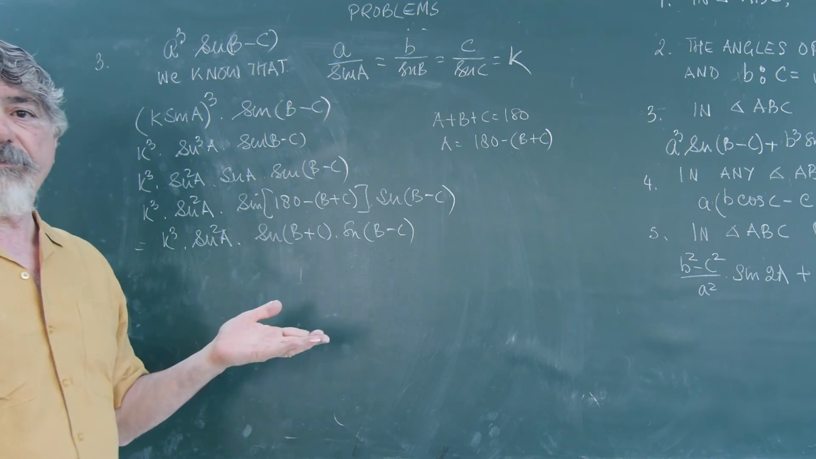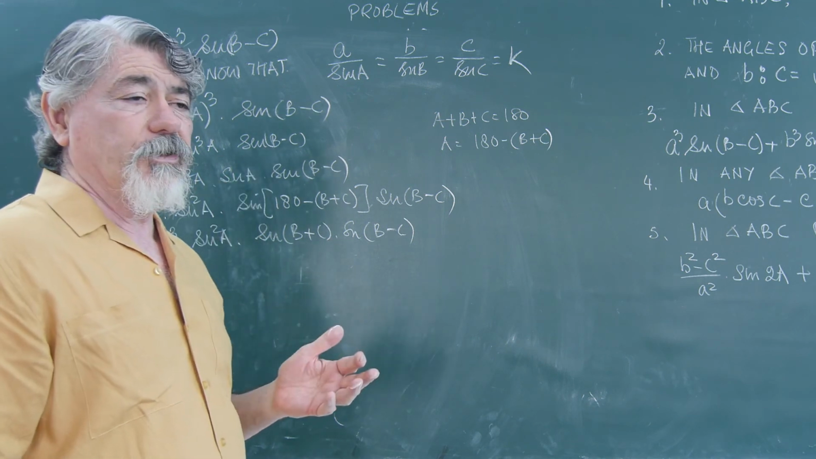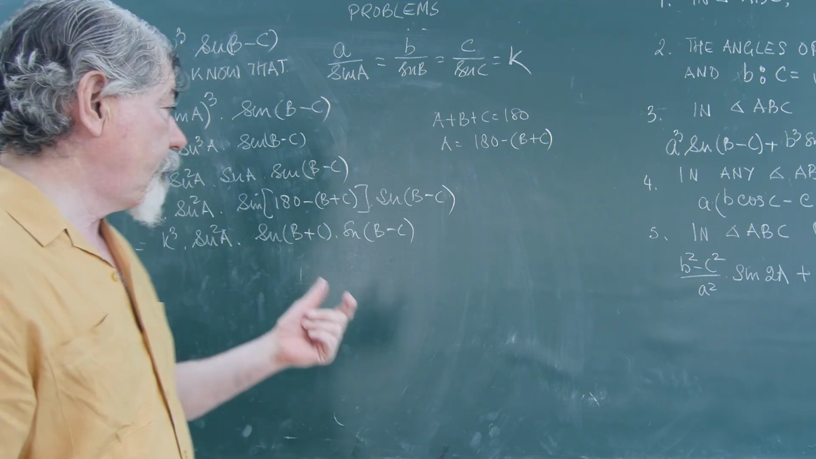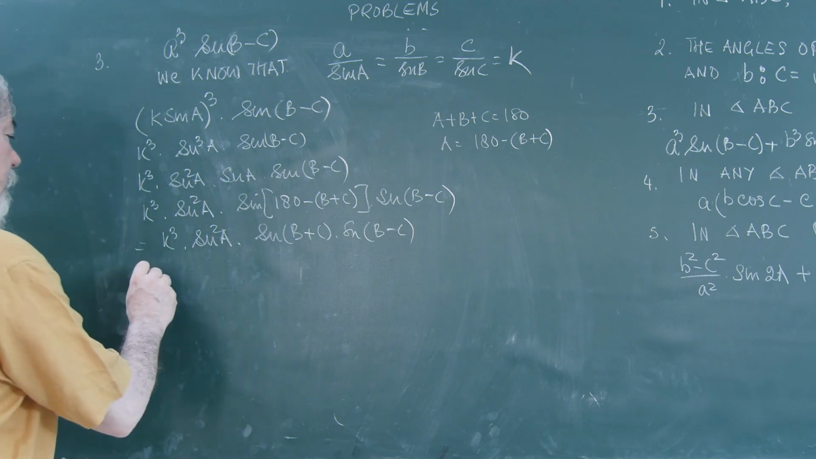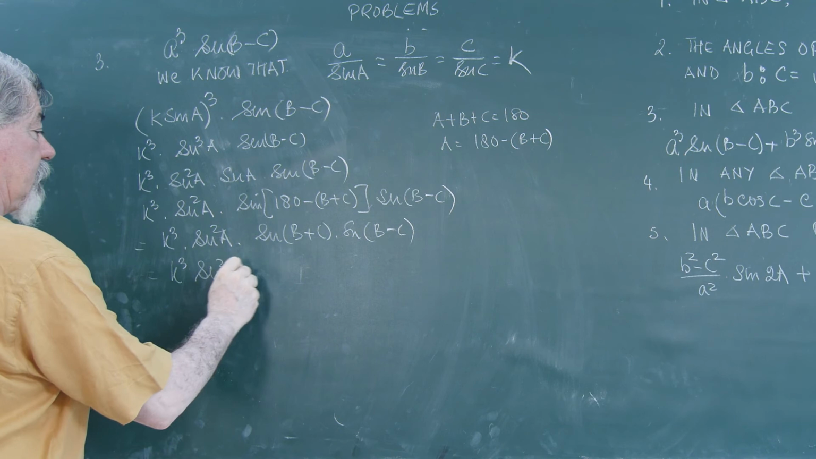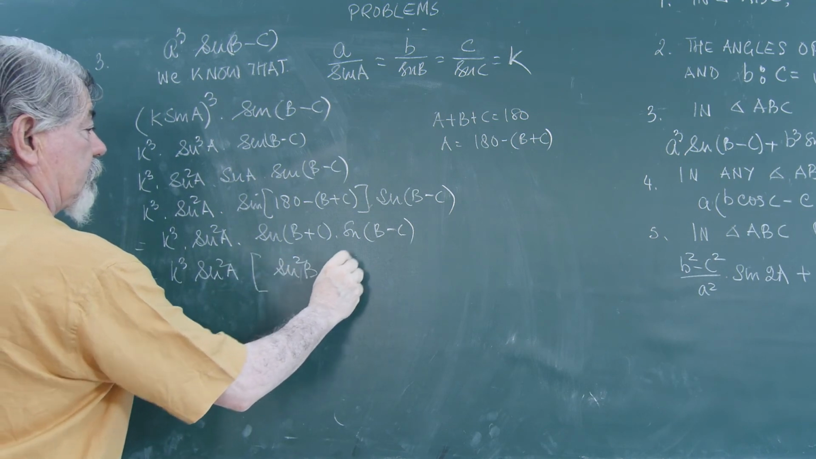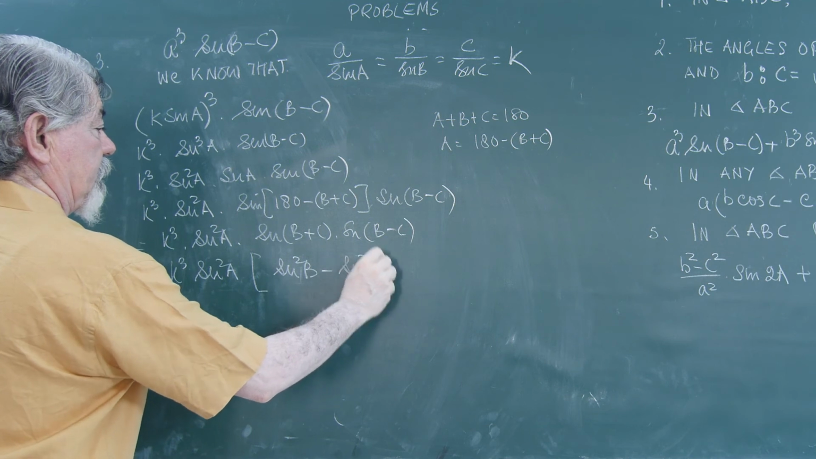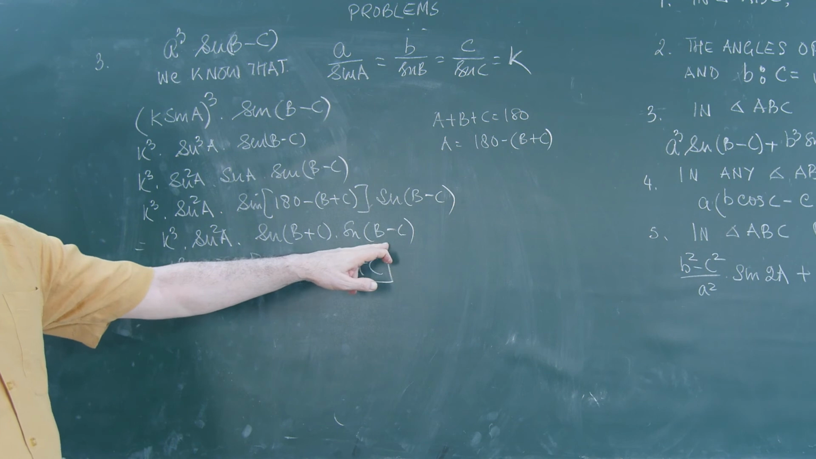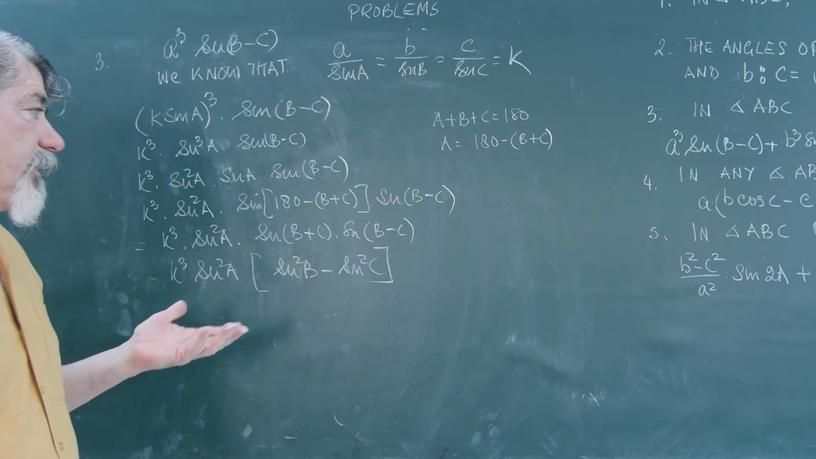These are the basic formulas which we had done in the beginning. If you go back and see in your videos or in your notes, you will find this formula to be there. K cube sine square A, and this will become sine square B minus sine square C. It will become sine B plus C into sine B minus C, which is sine square B minus sine square C. You can do it.